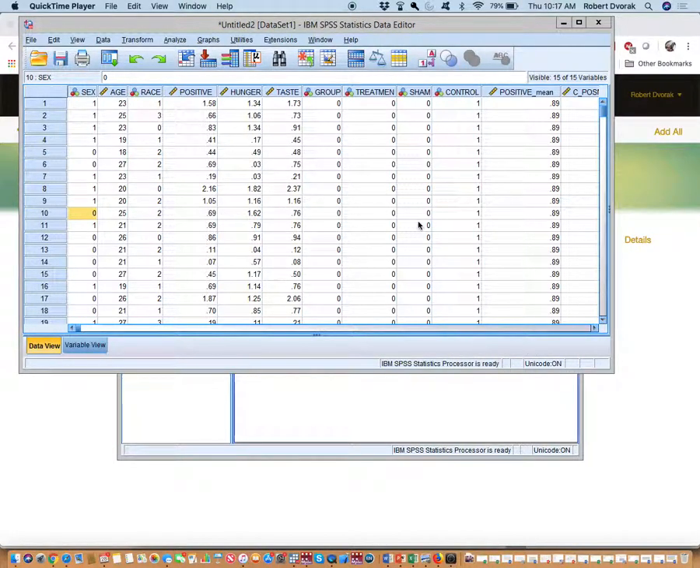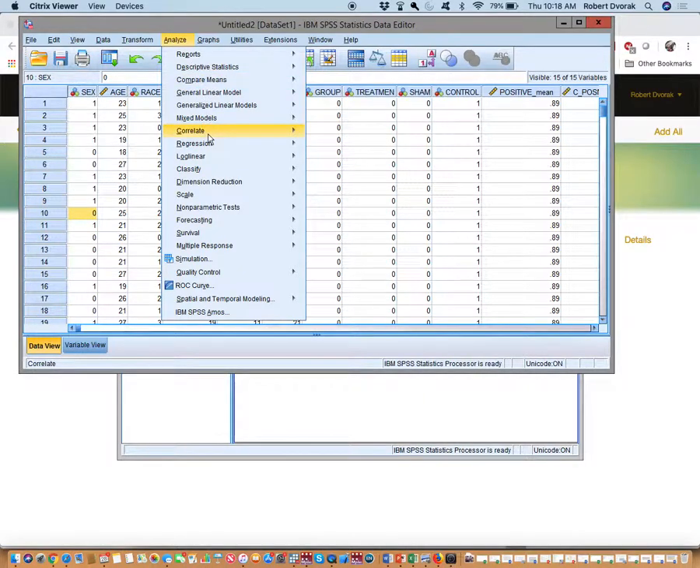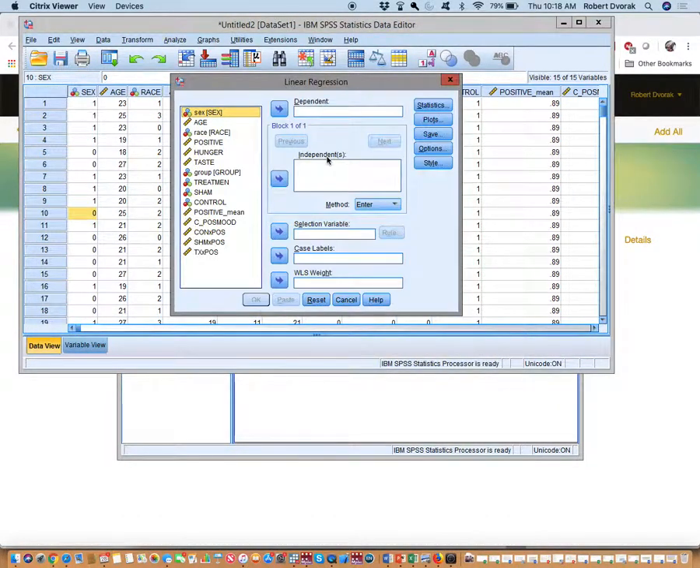Let's do the same thing that we just did, but let's use a different outcome this time, and let's walk through it just to make sure that everybody's on board. Let's go Analyze, Regression, Linear, and for our outcome this time, let's do taste. We've been doing hunger, right? So let's go taste. Let's go centered positive mood.